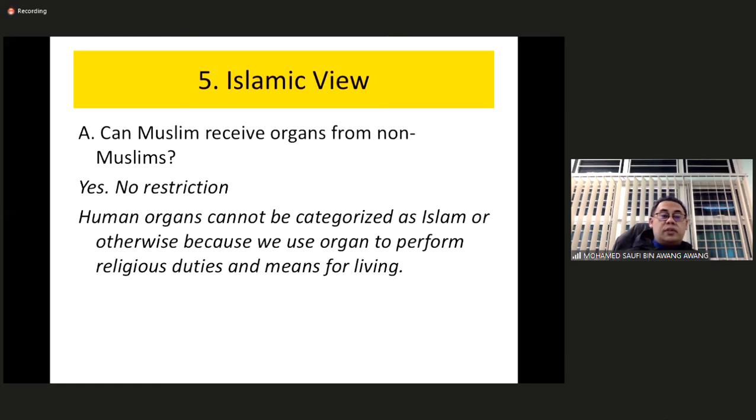So, question number one. Usually we get from the public, can Muslims receive organs from non-Muslims? Yes, no restriction. The argument is human organs cannot be categorized as Islamic or otherwise because we use organs to perform religious duties, the means of life, means of living. Okay, tak ada issue. Okay.